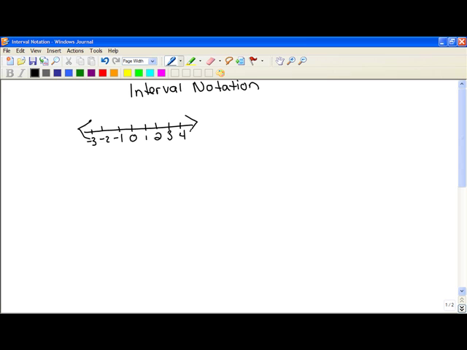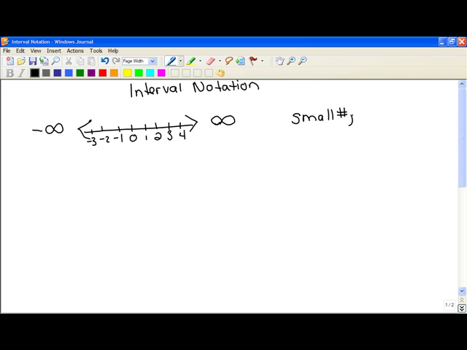Notice that it has an arrow on both ends, and this arrow continues to the right. The largest number, or the concept of the largest number, is going to be infinity. The concept of the smallest number to the left would be negative infinity. Even though infinity and negative infinity are not actual real numbers, they're the concept of being the largest or the smallest number possible.